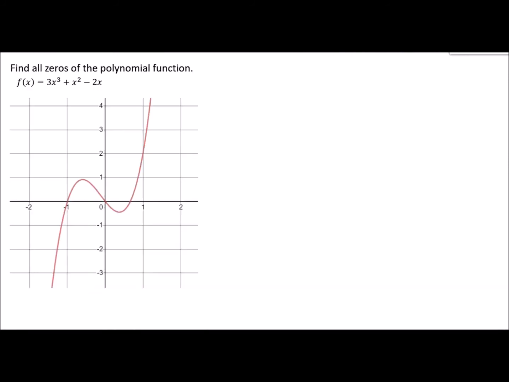Next one. Find all zeros of the polynomial function. We're supposed to get 3 of them. Now looking at the graph, we can identify -1 and 0 for sure. But then this guy right here, I'm not sure what it is. So the function is 3x cubed plus x squared minus 2x. It's some kind of fractional number.